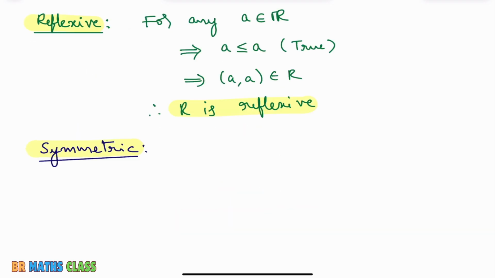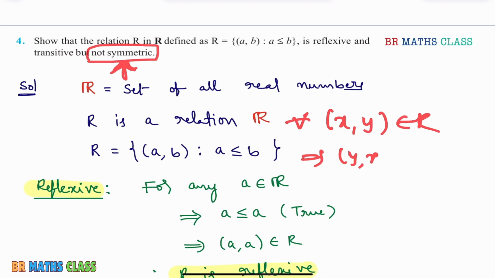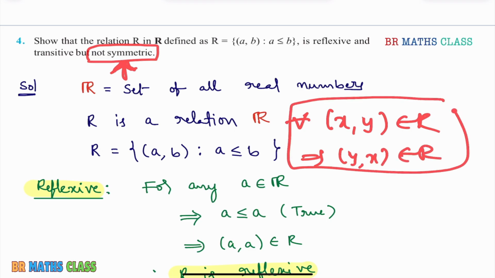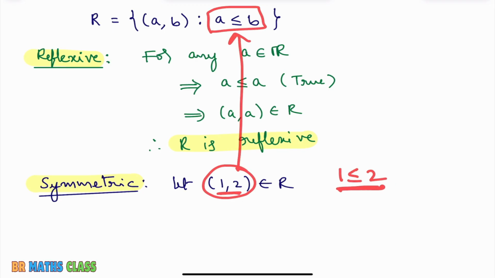Now I'll check symmetric. How to check the symmetric condition? In this, they are asking to show that it is not symmetric. When it is not symmetric, it is enough to give a counter example. Symmetric means what? For every x comma y in the relation, if y comma x is also present in the relation, then we say that the relation is symmetric, right? Here they are asking us to show not symmetric, so I'll give a counter example. I'll take one ordered pair 1 comma 2. Is this ordered pair in the relation? First point, 1 is a real number, 2 is a real number. And is 1 less than or equal to 2? I need to check whether this ordered pair satisfies this condition. Yes, 1 is less than 2. That means the ordered pair 1 comma 2 belongs to this relation.